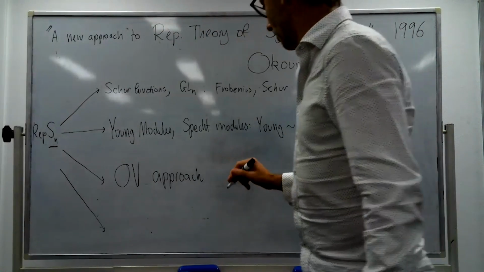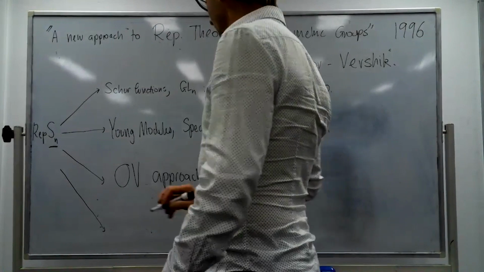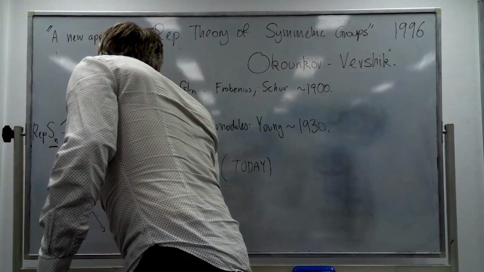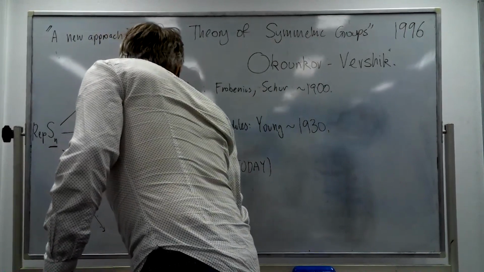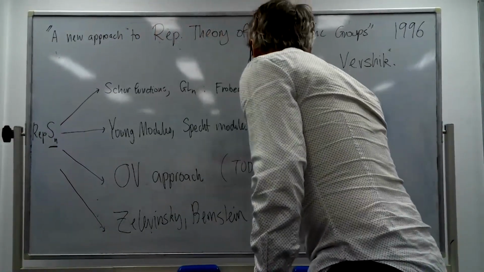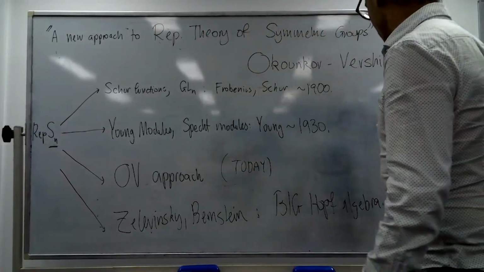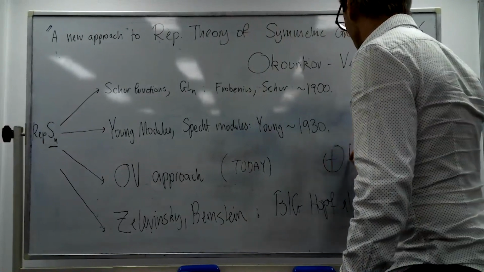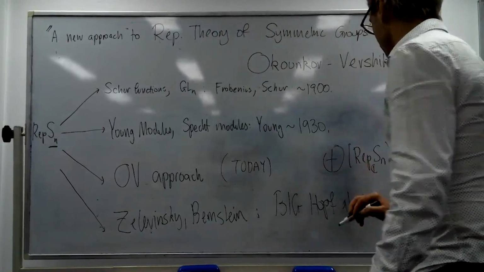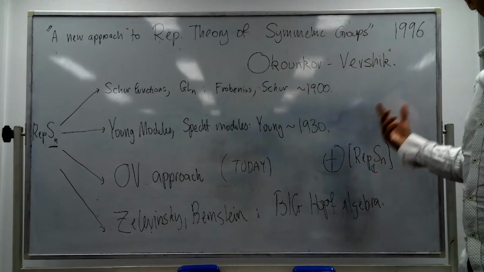There's the Okounkov-Vershik approach, which is today. And then there's another beautiful approach, which is in my head linked with Zelevinsky and Bernstein, which is a big Hopf algebra. Basically, what they do is they take the direct sum of all the Grothendieck groups of all representations of symmetric groups, and then say this has a multiplication and a co-multiplication. It's a Hopf algebra, a very nice form.